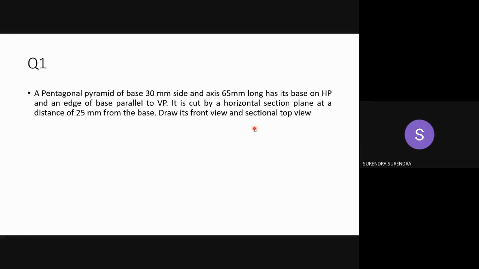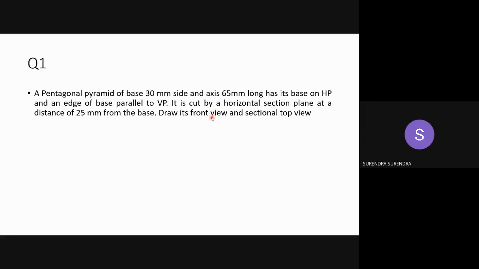A pentagonal pyramid of base 30 mm side and axis 65 mm long has its base on HP and an edge of the base parallel to VP. It is cut by a section plane at a distance of 25 mm from the base. Draw its front view and sectional top view.